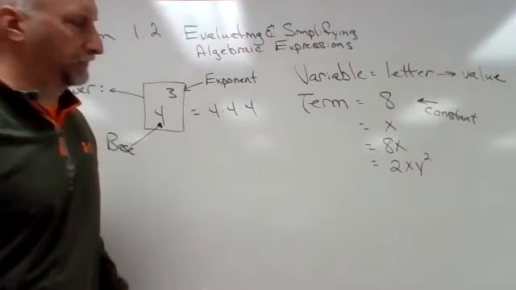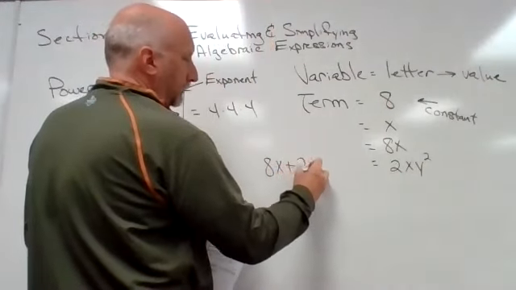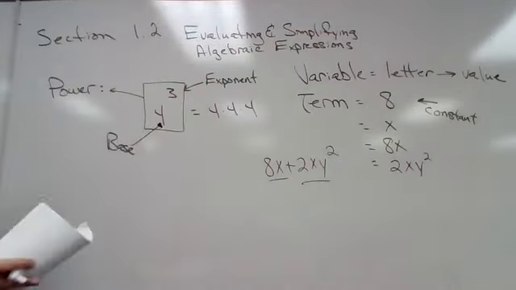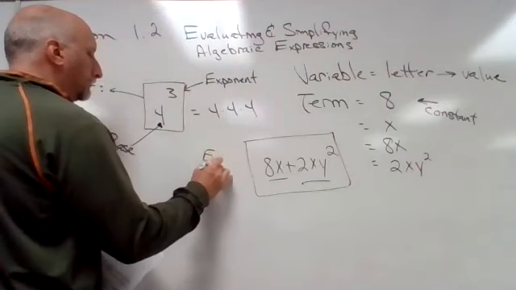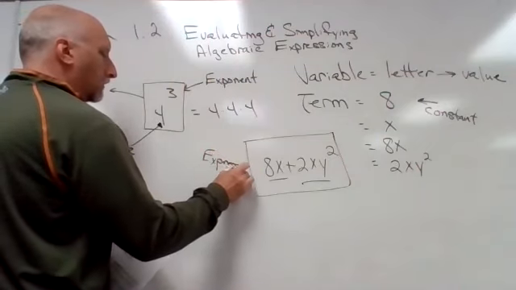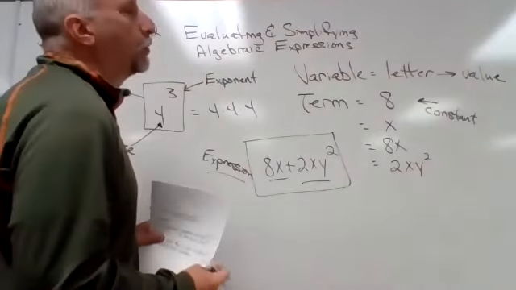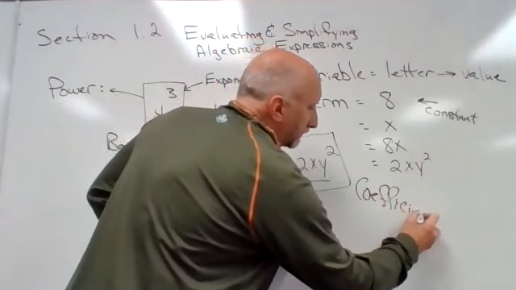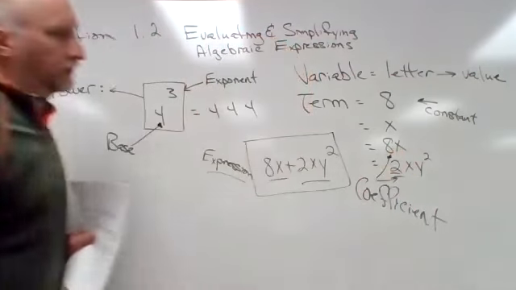It's a product, right? But if I combine those 2 now, suppose I have 8x plus 2xy squared. Now I've got 2 separate terms, okay? And together, this is called an expression. An expression doesn't have any equal signs in it, okay? Now, within terms, there's something called a coefficient. The coefficient is the number part, the number next to the letter.